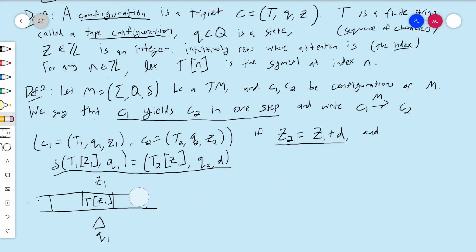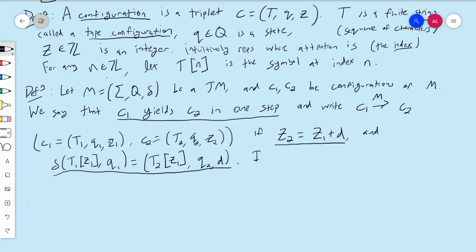It's very formal, and we might not use the formality a lot or all the time, but it is important that we do formalize it so that we can have the option of talking about it this formally in order to prove things that are rigorous. So we won't always use this, but it's important to go through the process of formalizing it just once. So that's what it means for C1 to yield C2 in one step.